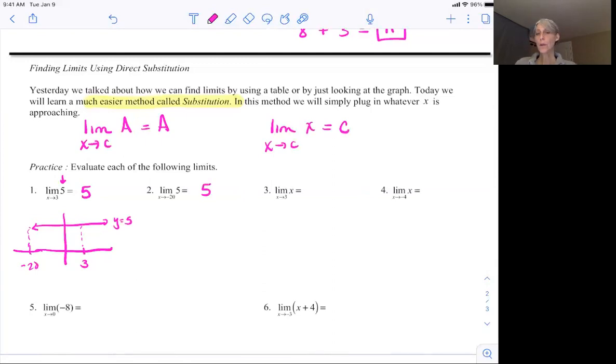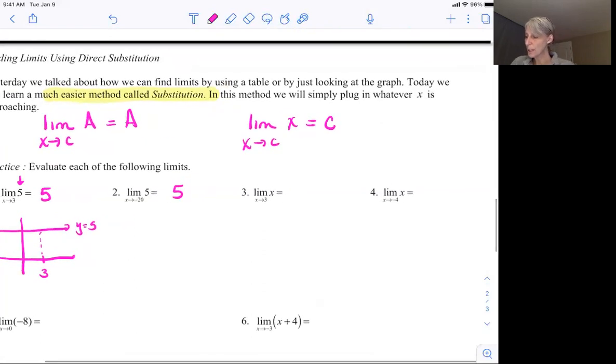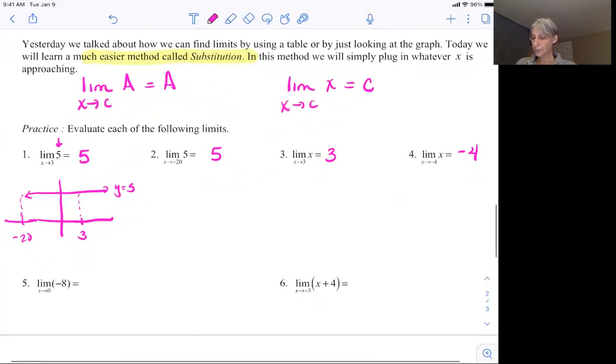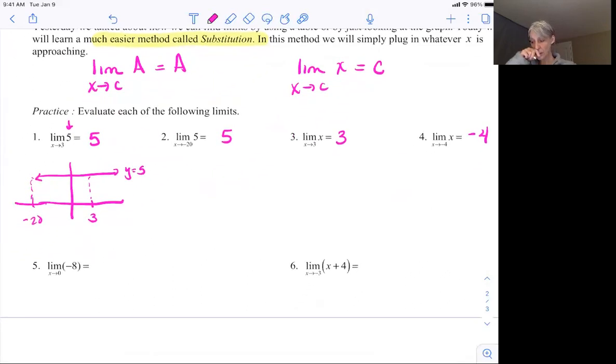The limit as x approaches 3 of x. Now remember, by direct substitution, we're simply substituting in our value, and we're going to get 3. The limit as x approaches -4 of x is -4. The limit as x approaches 0 of -8. That's going to be -8 because it has no x with it. So it's just going to be whatever the number is.